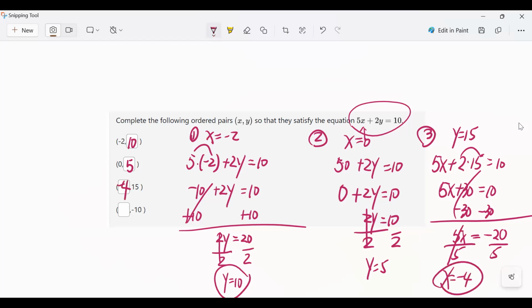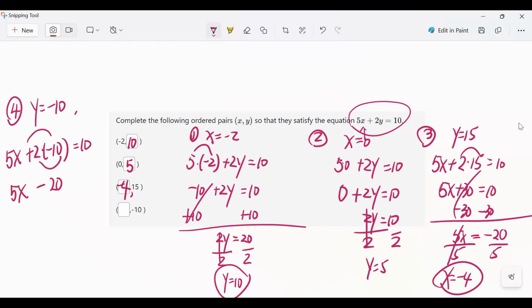So -4, 15. That's the third ordered pair. Last ordered pair. Y value equal -10. Y coordinate is -10. But 5x plus 2 times -10 equal to 10. 5x plus, minus is minus, 2 times 10 is 20. Equal 10. Add 20 to both sides of the equation. 5x equal 30. And divide both sides by 5. x equals 6.